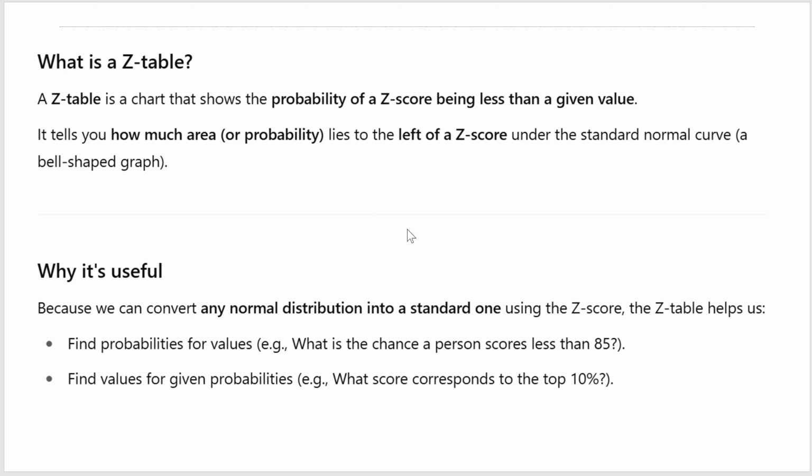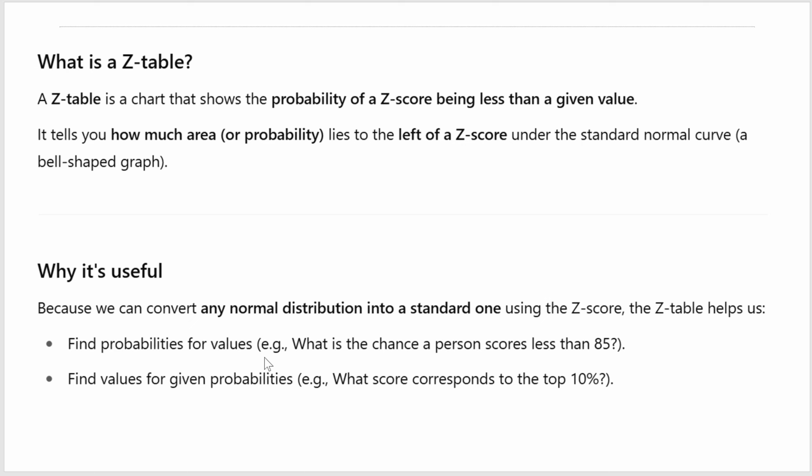So what is a z-table? It is a chart that shows the probability of a z-score being less than a given value. So you say, hey, what is your score in z? You say my score is 1.5. Then we look at a z-table and see how many people are below you. So it tells you how much area or probability lies to the left of the z-score under the standard normal curve. Why is it useful? Because you can convert any normal distribution into a standard one using the z-score formula. And then the z-table helps you in answering questions.